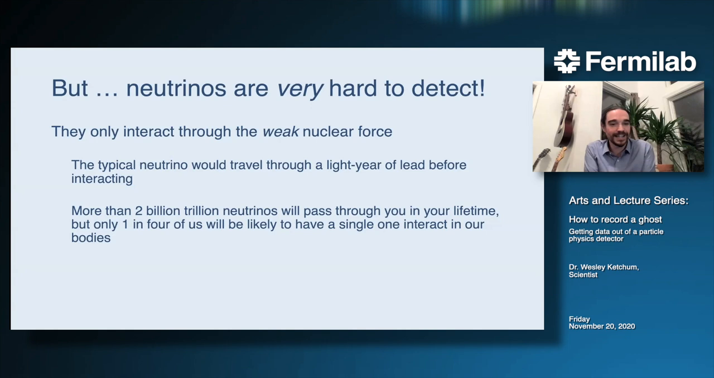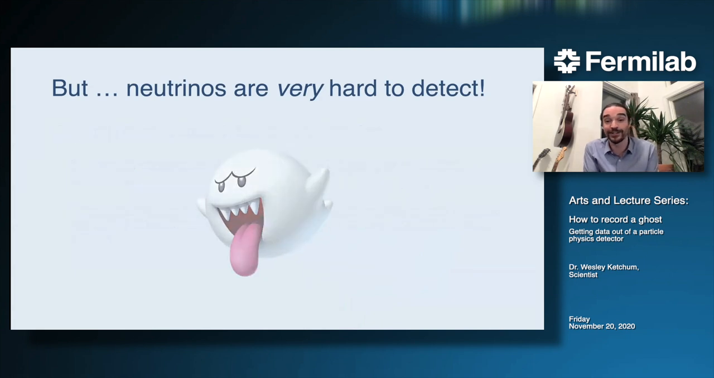And even more fun, I saw this calculation and I just love it. About 2 billion trillion neutrinos will pass through you in your lifetime, but only 1 in 4 of us will likely have a single one interact in our bodies. That's how rarely neutrinos typically interact with matter. That's why we often call them ghost particles. They're not really ghosts and not truly invisible, because they do interact, but they do so rarely and go through matter so often that they act and feel like ghosts.